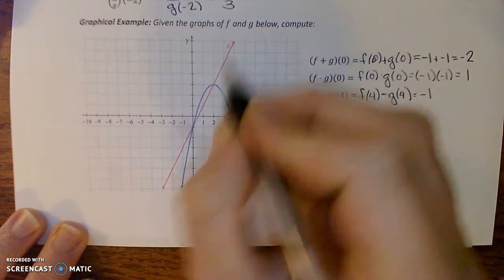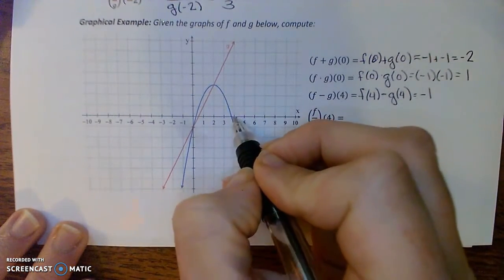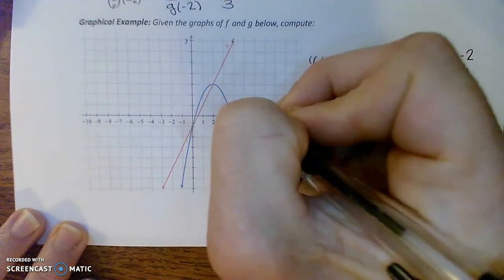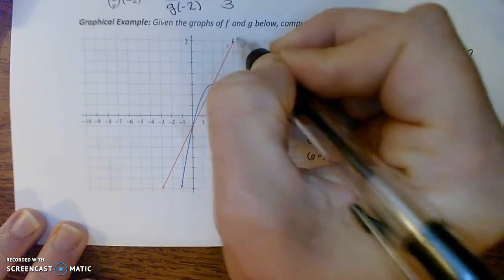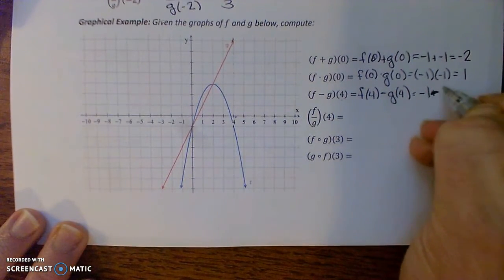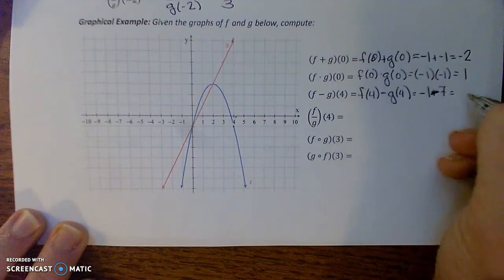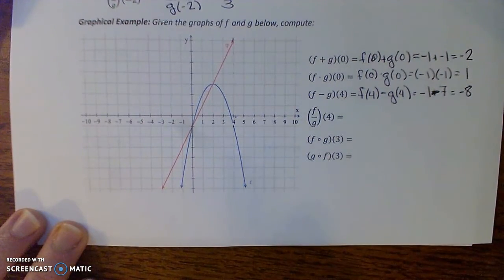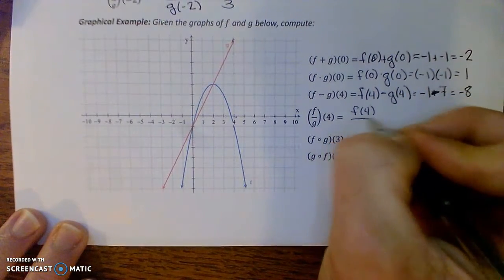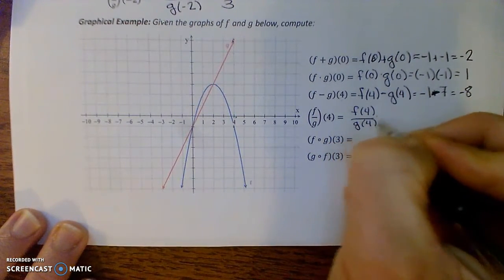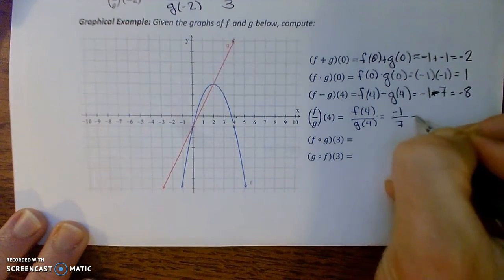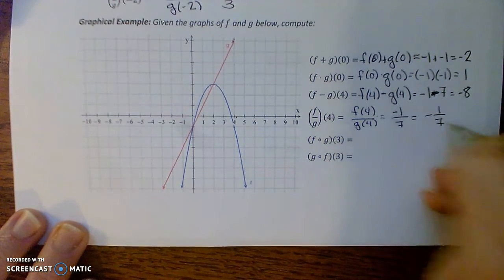And then g of 4, the red function is g. So plug 4 into the function, you get out this value right here. What is that? 1, 2, 3, 4, 5, 6, 7. It's 7. So minus 7. -1 minus 7 is -8. Now let's do f divided by g of 4. That'll be f of 4 over g of 4. Again, f of 4 we found was -1 and g of 4 is 7. So we just get the fraction -1/7.